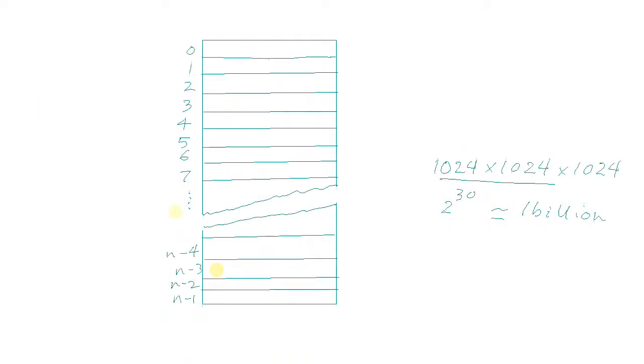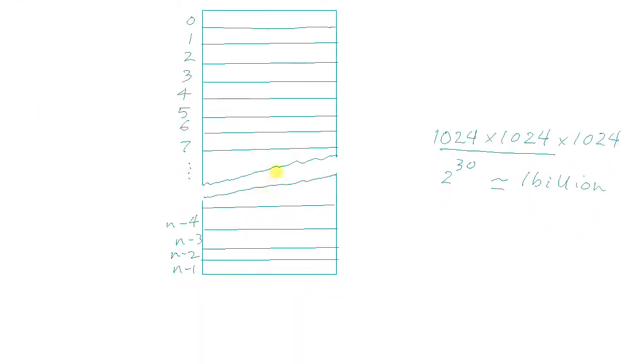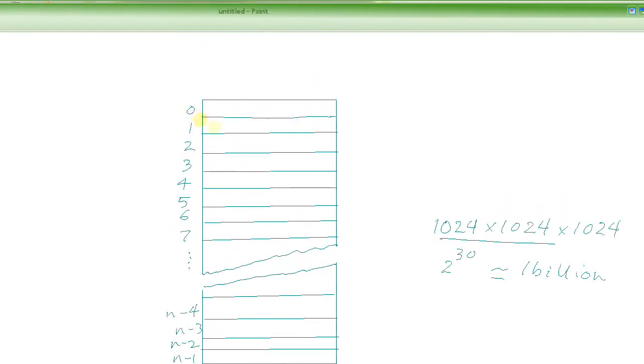So this is the view of the memory. Each memory location has an address associated with it. To access a particular address, or the value stored in that address, you use its address.